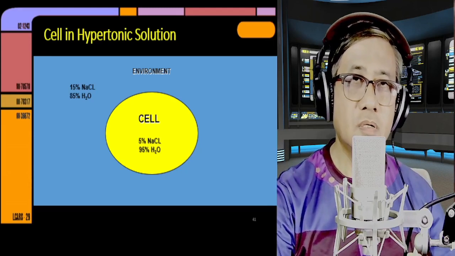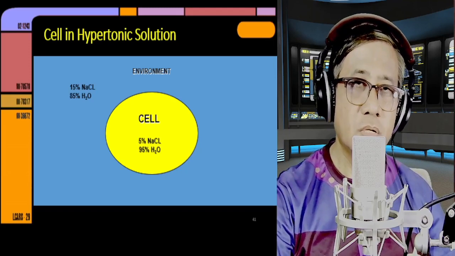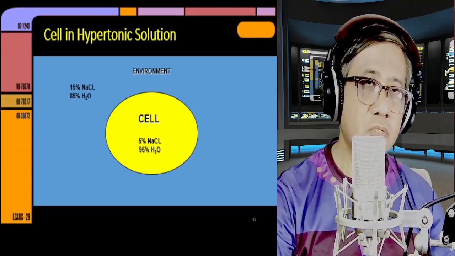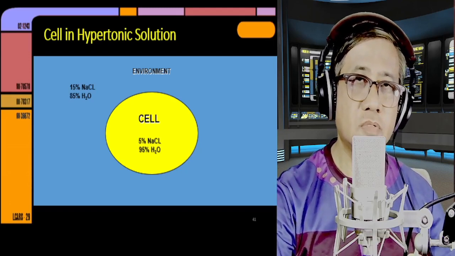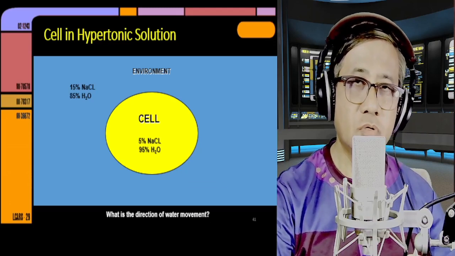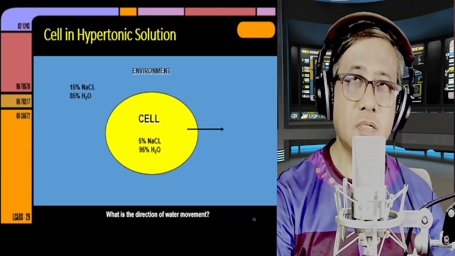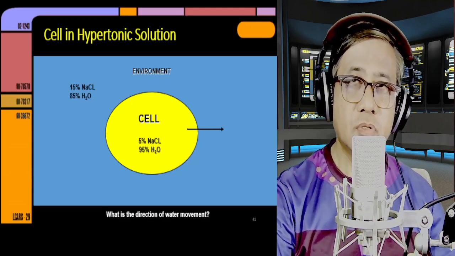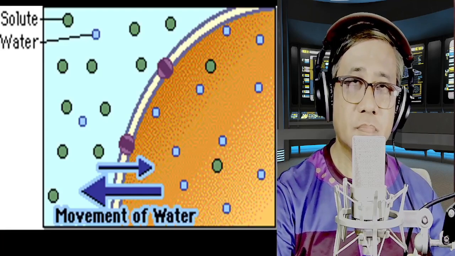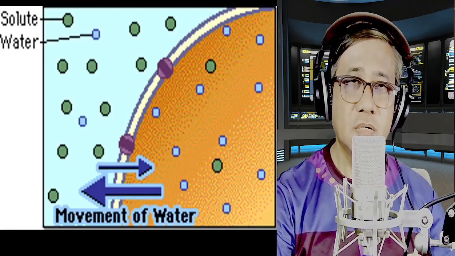Now water here in a hypertonic solution tends to move out, from a region of higher concentration, 95% water inside, to a region of lesser concentration, 85% of the water outside. So water tends to move out. What is the direction of water movement? Water moves out of the cell. So water moves out, the cell loses water, eventually the cell shrinks.